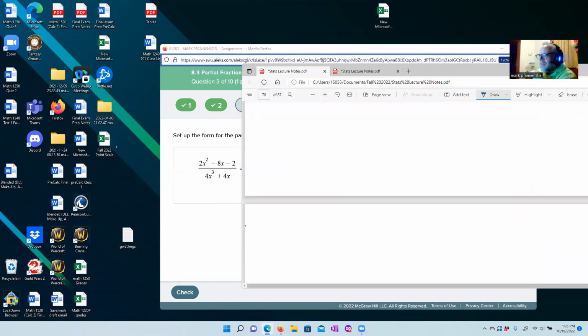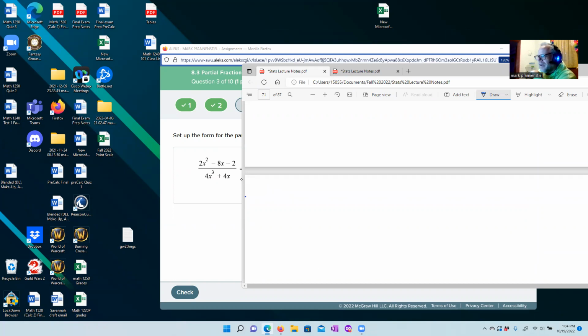So here we go, thankfully back to x's. So we have 2x squared minus 8x minus 2, and on the bottom we have 4x cubed plus 4x. So what we're going to do is factor out an x here, so we can say this is over 4x. That's okay. And what do we have? We have x squared plus 1.